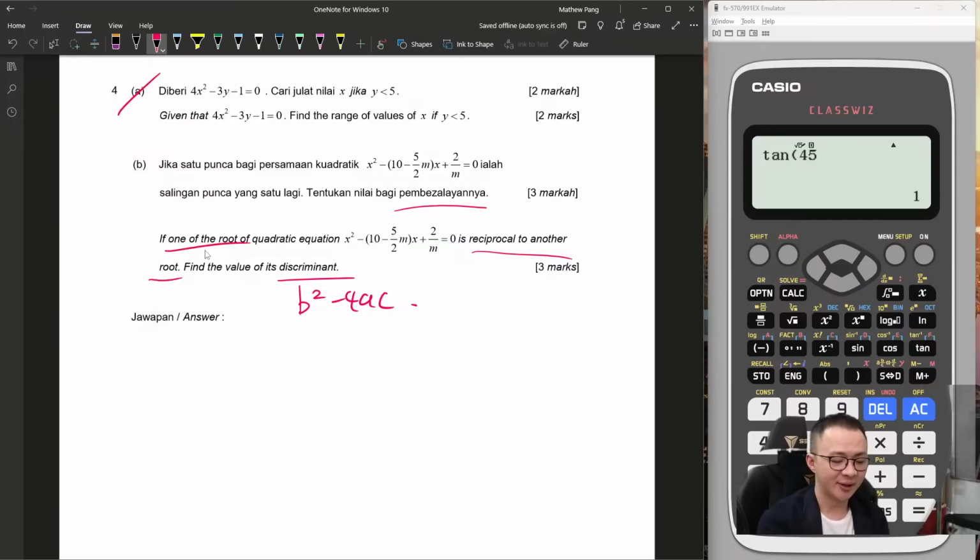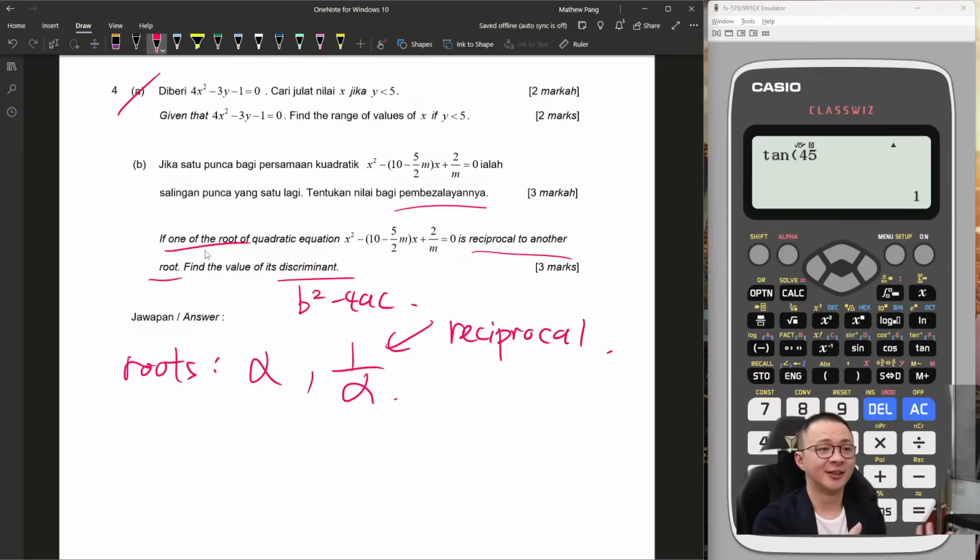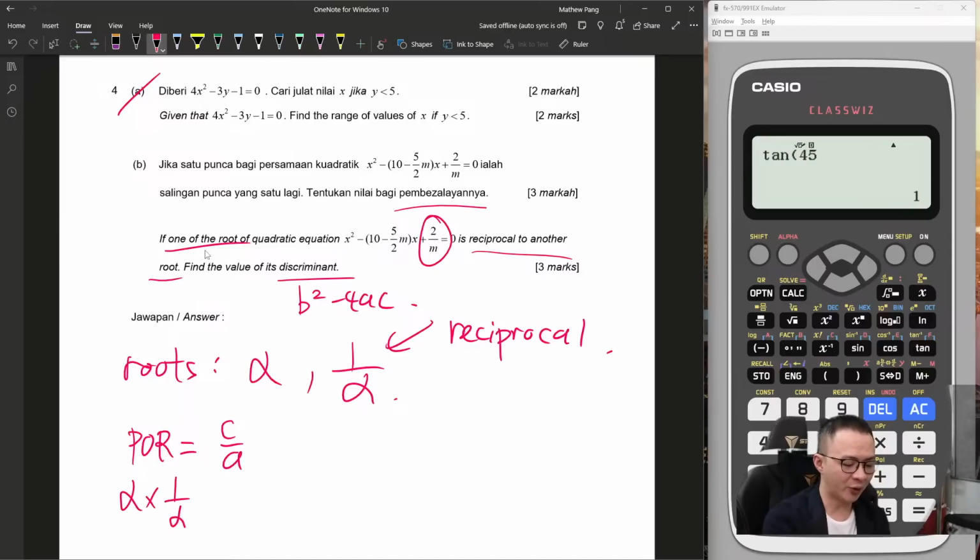What does it mean? This means if one of my roots is alpha, my other root will be 1 over alpha. This is what we call reciprocal. So it will be 1 over the other. So I will use the product of roots. Product of roots is basically c over a, right? Which is exactly 2 over m. Product of roots means alpha multiplied by 1 over alpha should equal 2 over m.